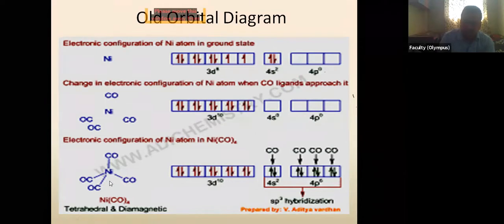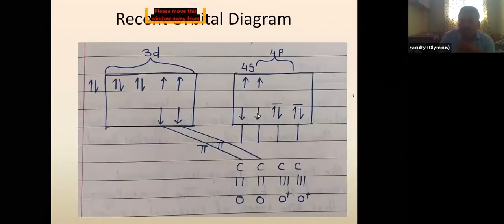So 8 electrons will be extra on this nickel. But here these 4 electrons are shared and these 2 are donated. These 4 are donated. So the negative charge which is accumulated on nickel is minimized. That negative charge is minimized by such a type of structure. So this is called the recent orbital diagram method. So you have to write the explanations for these structures.